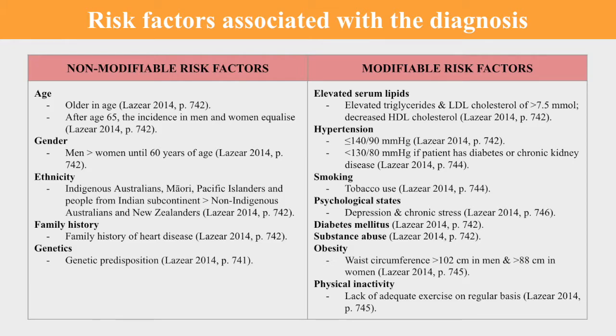The acute coronary syndrome is commonly seen in patients older in age, with the incidence almost twice as high among men than women in Australia and New Zealand. However, the incidence in men and women equalizes after the age of 65, although the mortality rate is still higher among women. Additionally, the acute coronary syndrome is present at higher rates in Indigenous Australians, Maori, Pacific Islanders, and people from the Indian subcontinent in comparison to non-Indigenous Australians and New Zealanders.